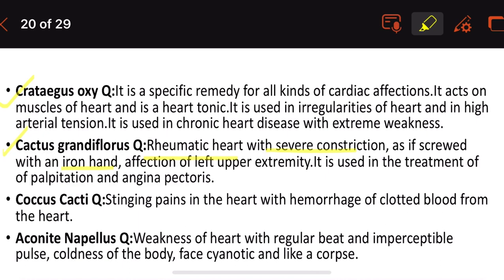Next we have Coccus cacti. Coccus cacti is used when there is stinging pain in the heart and there is hemorrhage of clotted blood from the heart. Next we have Aconite napellus mother tincture. When there is weakness of the heart, there is an irregular beat and imperceptible pulse. So we have a problem in the pulse. Coldness of the body, the face is cyanotic, purple in color because of deoxygenated blood, and looks like a corpse. The face and the body look as if it is a dead body.